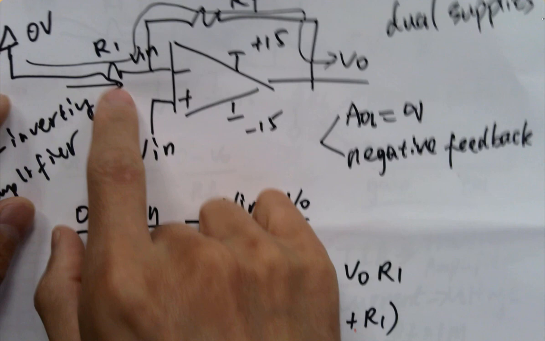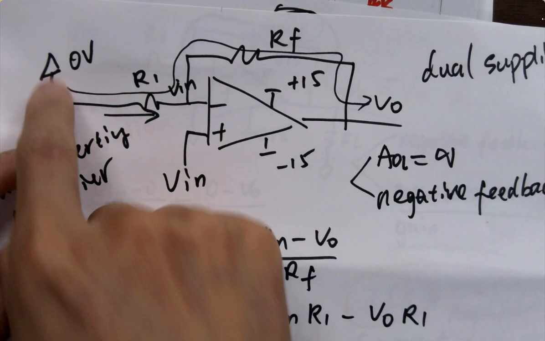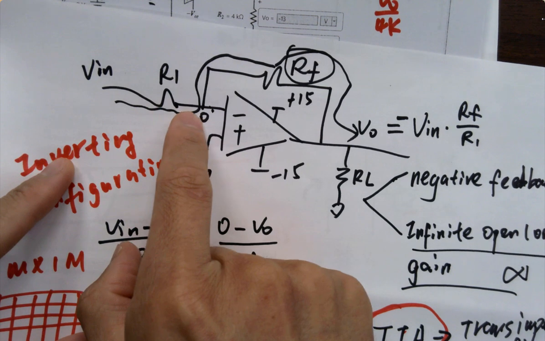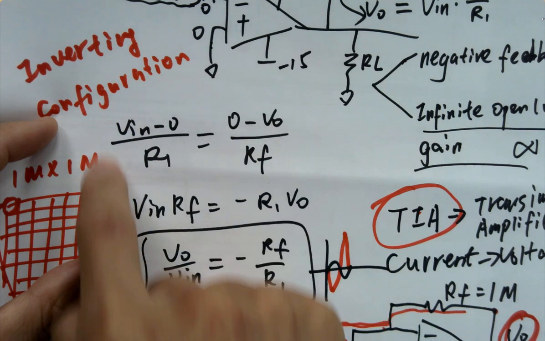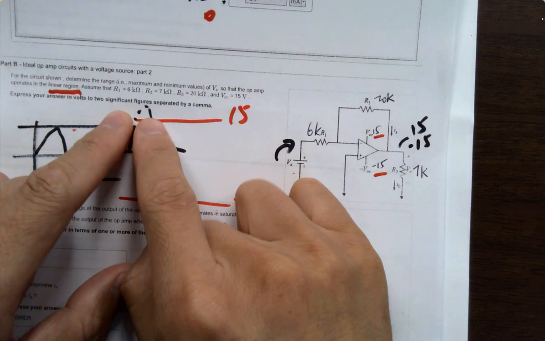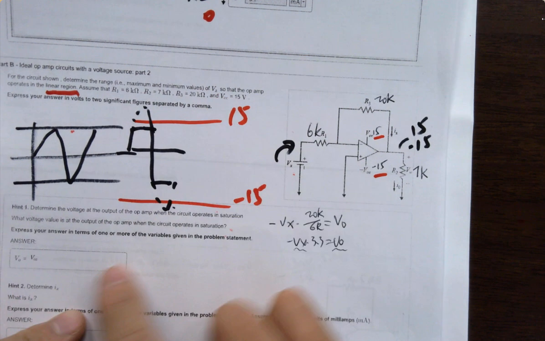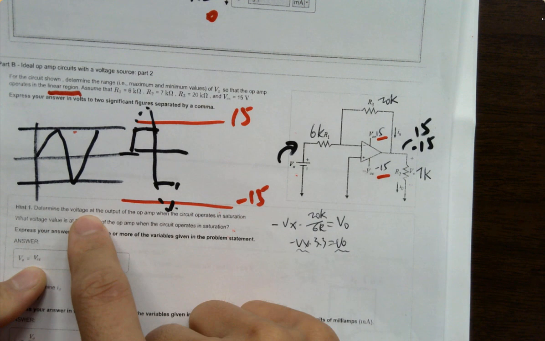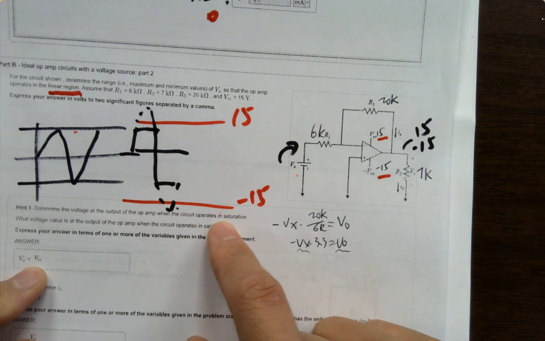And it's not asking very tricky questions. So, this one. V in, inverting amplifier, and that's the voltage gain. That's how you derive the voltage gain. It's asking to determine the voltage at the output of the op-amp when the circuit operates in saturation.